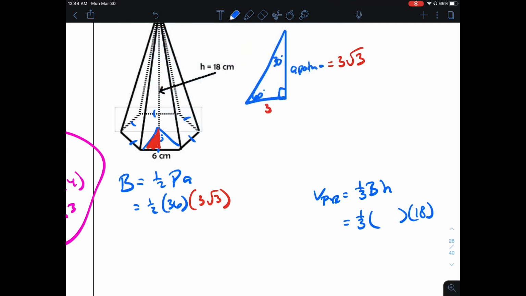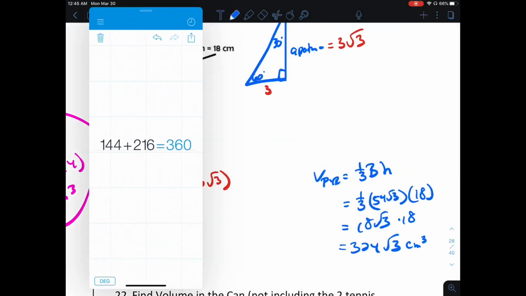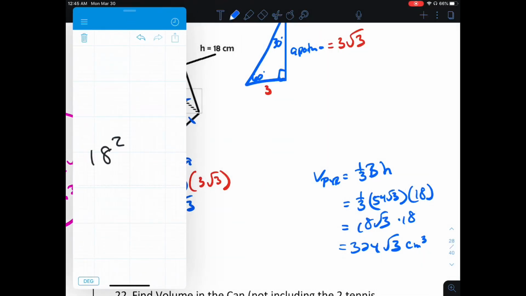So this apothem is 3 square root of 3. Half of 36 is 18. 18 times 3 is 54. So the area of this base is 54 square root of 3. A third of 54 is 18. 18 times 18 is 324. And this was centimeters, so it's cubic centimeters. Let me just make sure that that's right. Yep, that is correct.